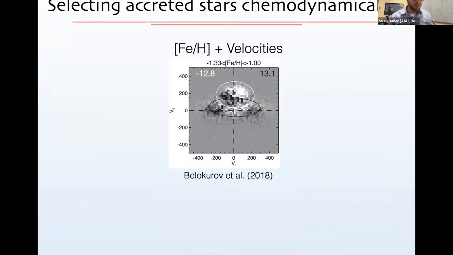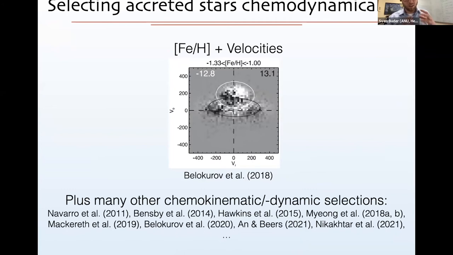We've had a lot of work thanks to Gaia, where, for example, Vasily Belokurov has also been able to look at the galactocentric velocities and found the substructure around V theta of zero, which he called the sausage. And there's a lot of work going on, and I'm very happy that we will have a lot of people talking about their work as well.